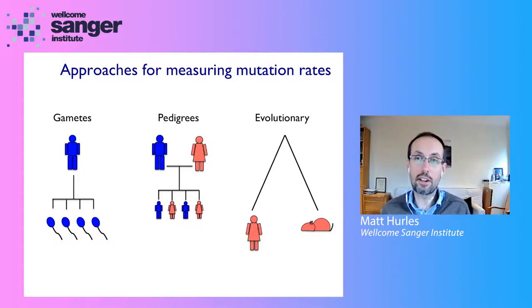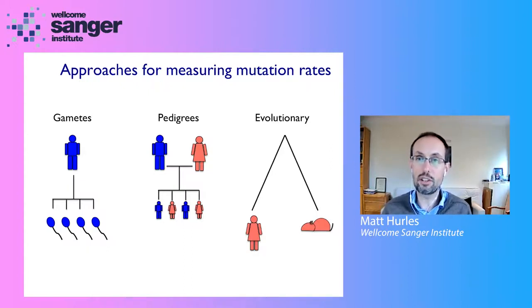And on the right-hand side, you can see that we know that mutations accumulate over evolutionary time as well. And if one knows how long ago two species split, here shown as humans and mice, and one can count the number of mutations that have occurred since that point in time, one can start to estimate how rapidly mutations have occurred.